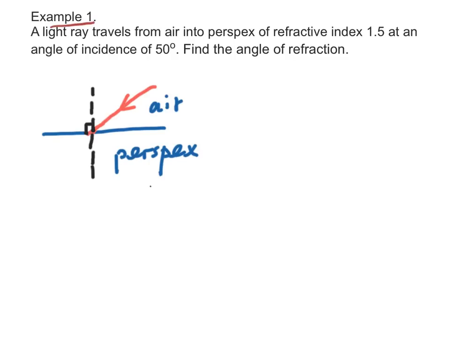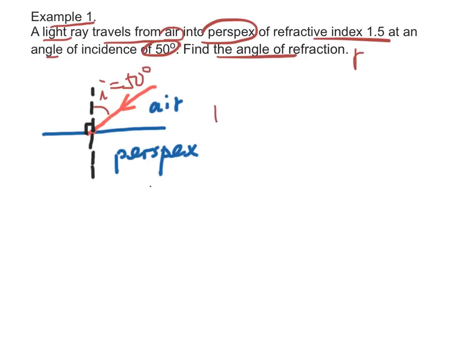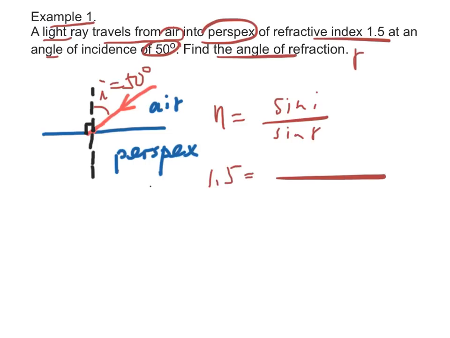Example 1. A light wave travels from air into Perspex of refractive index 1.5 and an angle of incidence 50 degrees. Find the angle of refraction R. By n equal to sin I over sin R, we have 1.5 equal to sin 50 degrees over sin R. Therefore, R equal to 30.7 degrees.